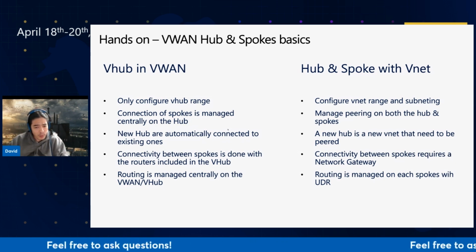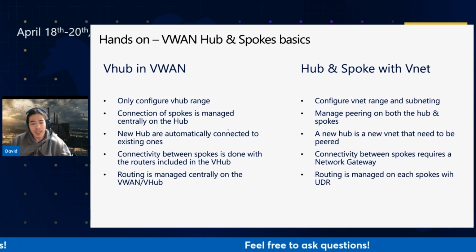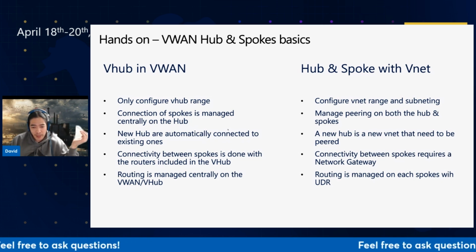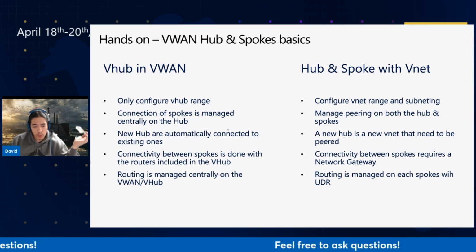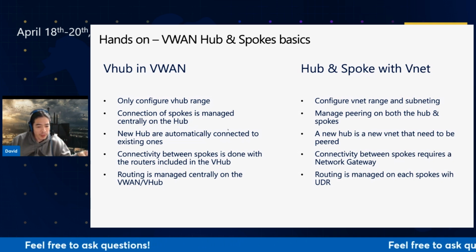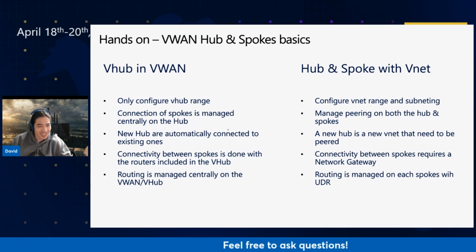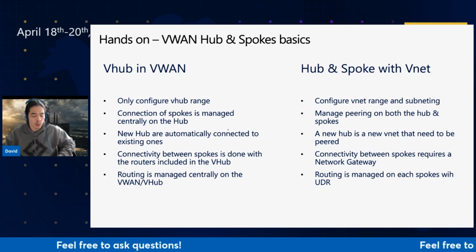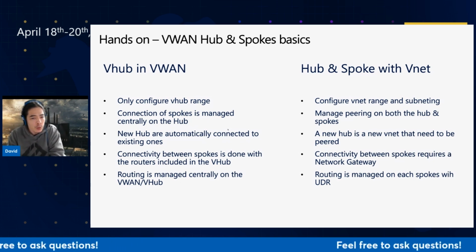In comparison, when I have a hub and spoke with virtual network, I need to configure everything in my hub. I also need to configure the peering from both sides, in the hub and in the spoke, so not centrally. And if I want a new hub, I need to add it and manage the connectivity with something in the hub so that they can find the route. And then I also need to have a user-defined route. Okay, so it's really less easy to have a working hub and spoke topology without virtual WAN.